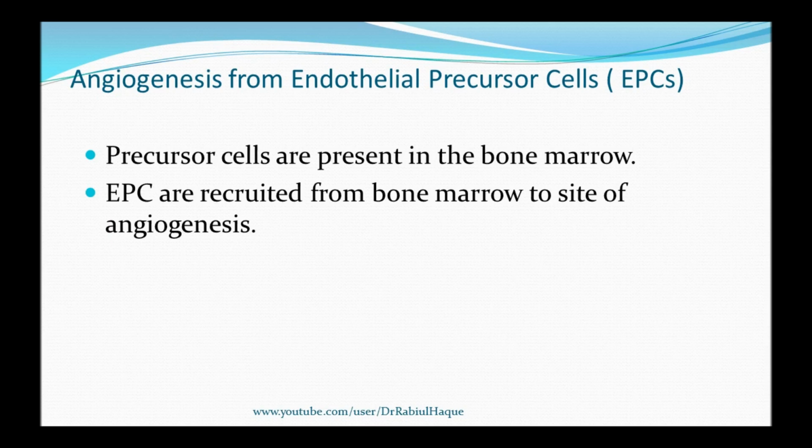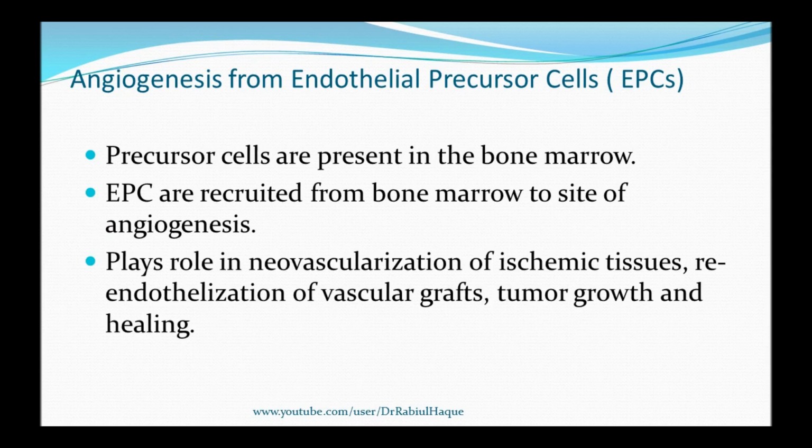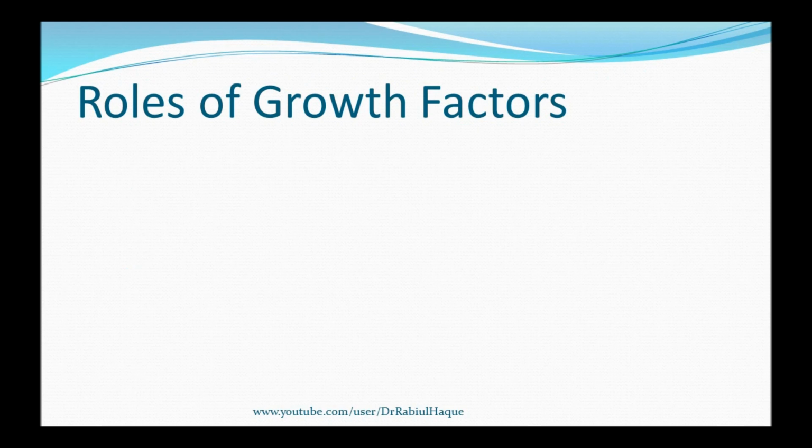Just remember that endothelial precursor cells influence the vascular function, and they also determine the risk of cardiovascular diseases as well. Also remember that this type of angiogenesis has a role in neovascularization of ischemic tissue as well as in tumor and wound healing. Now that we have talked about the different steps of angiogenesis, we will move on and talk briefly about the roles of growth factors in angiogenesis.